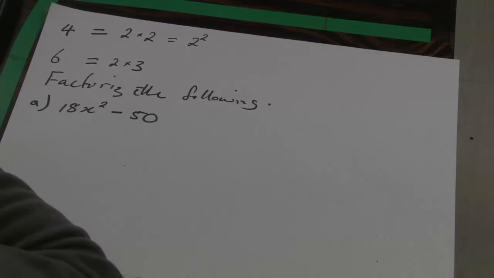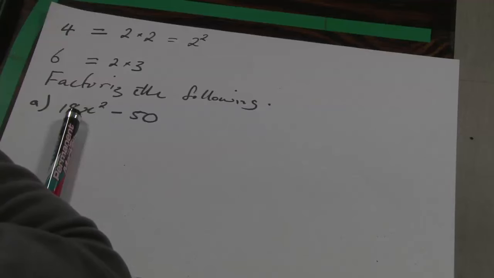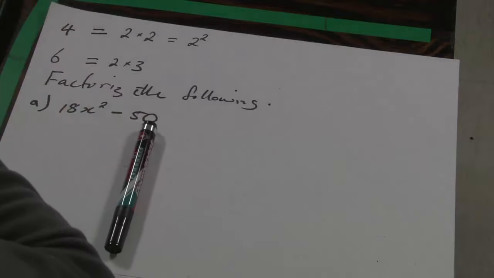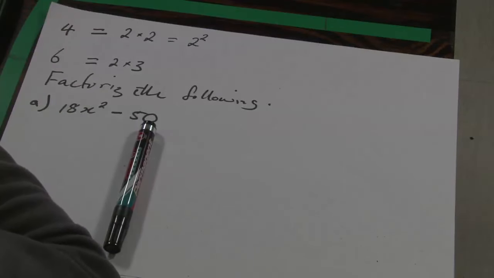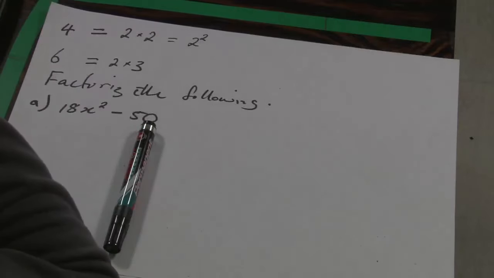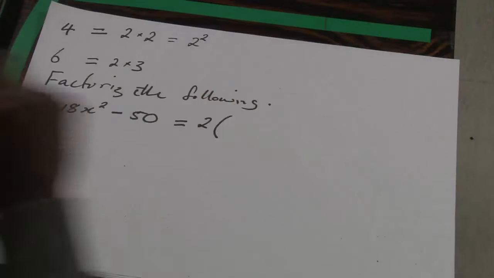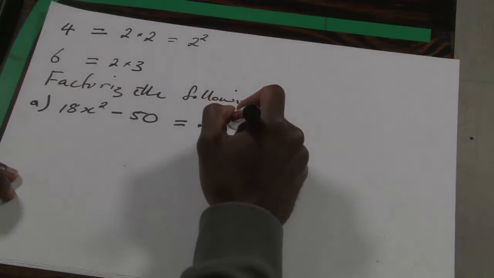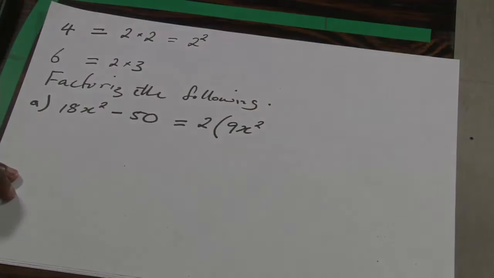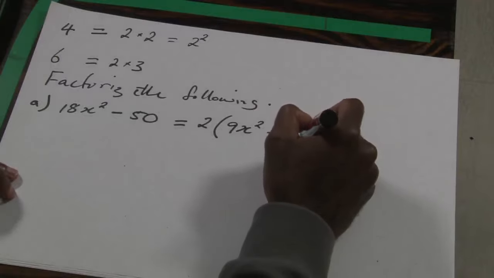And in most cases, if you have, like in this case, a difference or a sum, then the first thing that you need to determine is whether you have any common factors for the two terms. And we realize that 18 here is divisible by 2, and 50 is also divisible by 2, which means 2 is a common factor for the two terms, and therefore we can take it out. So we can write this as 2, and then inside we have 9x squared minus 25.